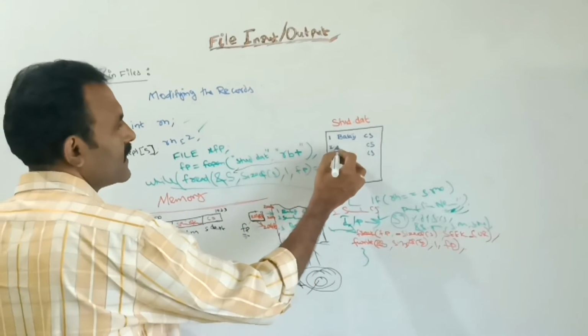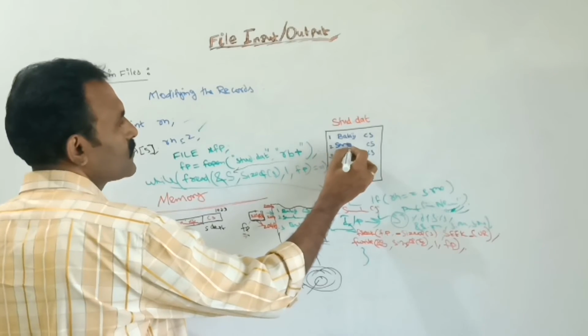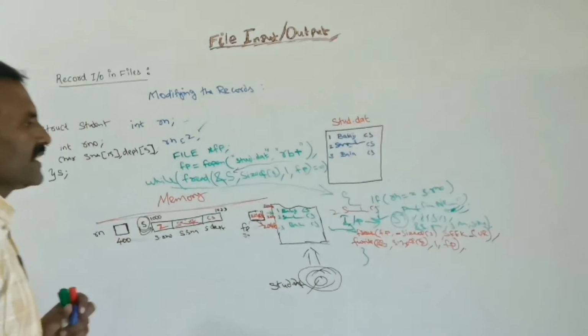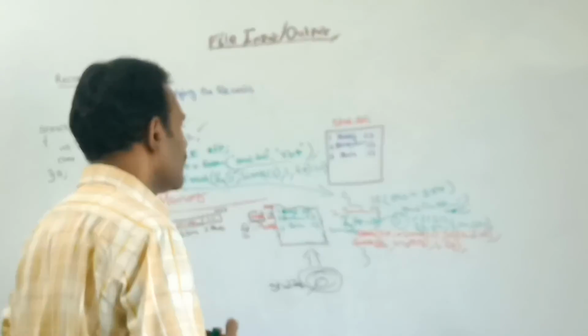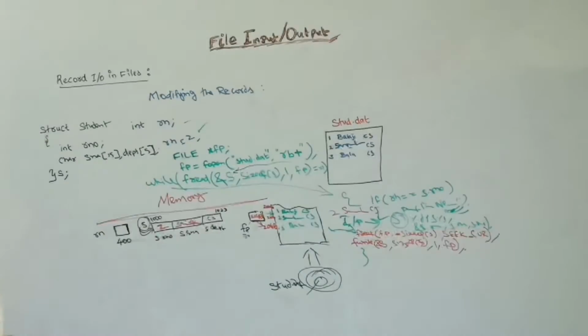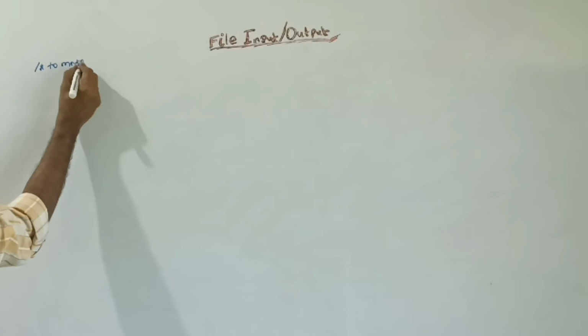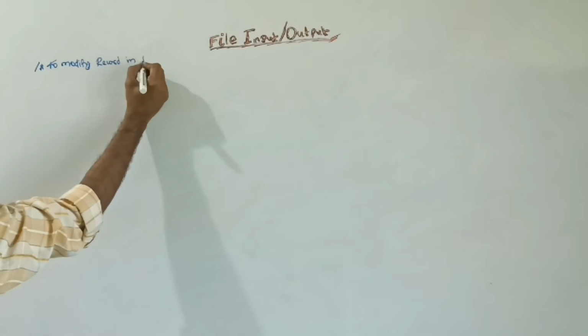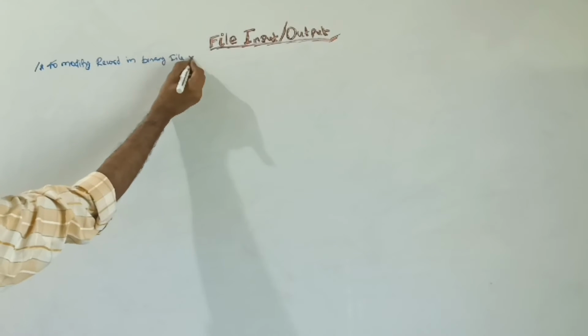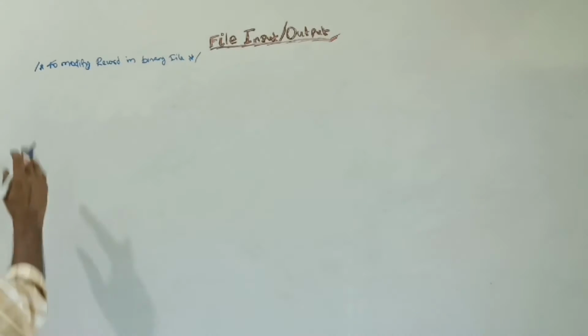Here this name is Santosh Kumar. So in this way we can modify the records. See, now let us see the program, a simple program, how to modify the records inside the file. To modify the record in a binary file.